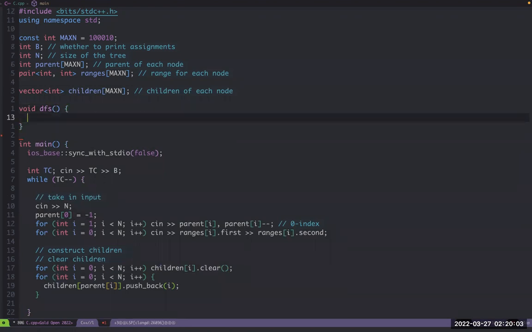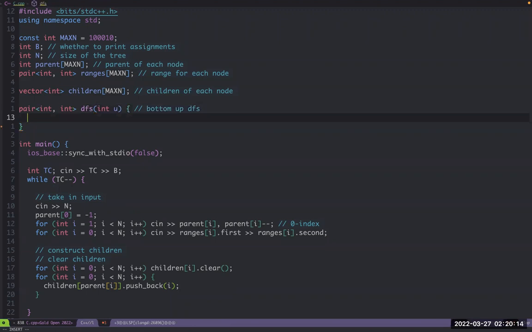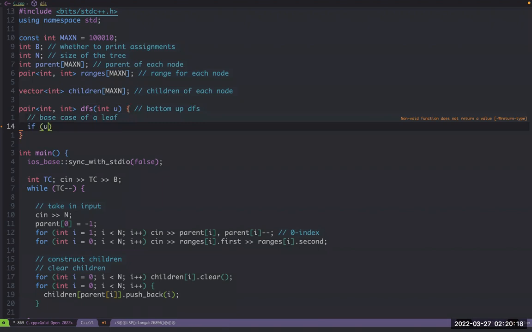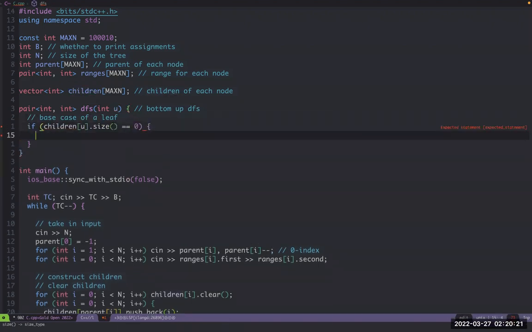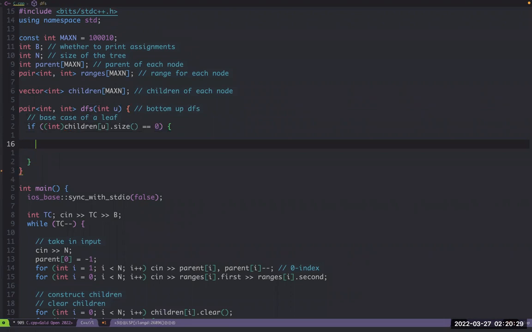what am I gonna want to do with DFS? Some node. We'll make it return the range. Base case. I guess in this case, if we're going with the strategy of returning the maximum possible minimum, the minimum possible maximum, we'd want to return left of u, sorry, u. Right, that's not what they're doing.